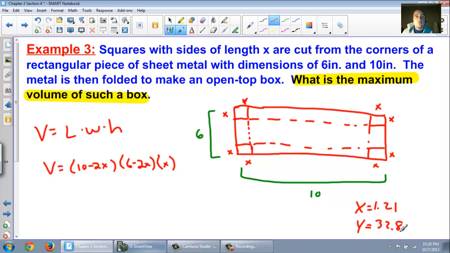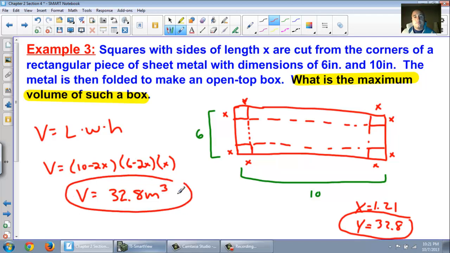Okay, so what does it want? It says what is the maximum volume? Remember, the volume or the area is always your y value. So your volume equals 32.8, and it's a volume. There's 3 dimensions here, so it's inches cubed. Okay, so that is dealing with maximums and minimums.